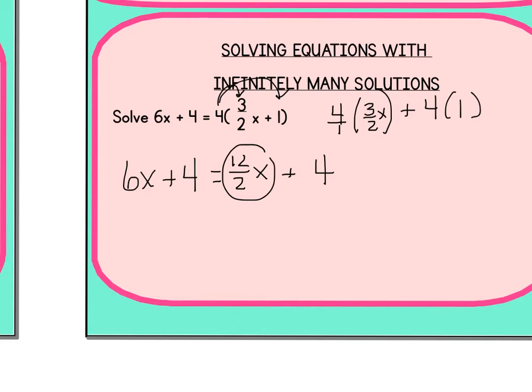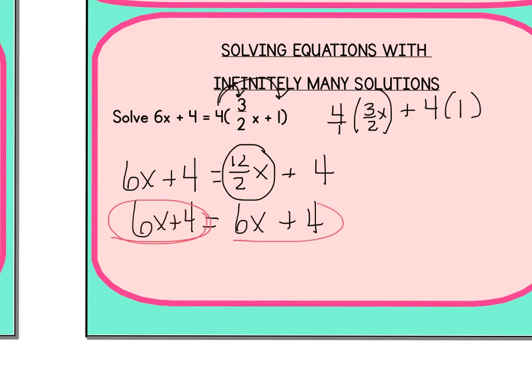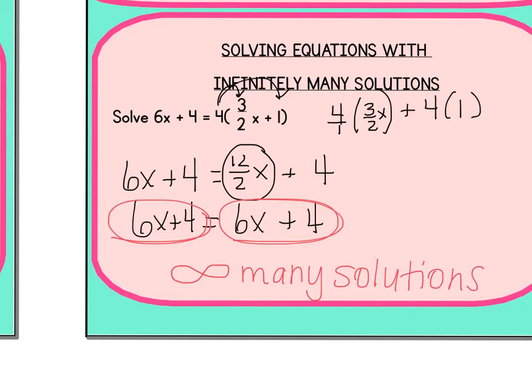I can reduce this. The 12 over 2 is the same as 6. So I have 6x plus 4 over here. I have 6x plus 4 over here. You'll notice that the left side is identical to the right side. Therefore, we have infinitely many solutions. And what that means is no matter what I plug in for x on the left-hand side, it's always going to equal the right-hand side.